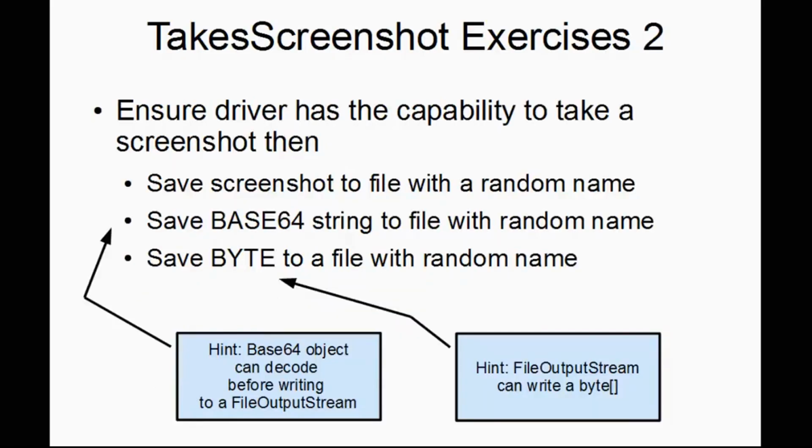Next up, I want you to, in these tests, first of all, make sure that your driver has the capability to take a screenshot, because you may decide later on to instantiate all the different drivers and see which ones can take screenshots and which can't. Then I want you to save the screenshot to a file with a random name in a location that you are controlling. Then create the base64 string and then save that to a file of your choosing with a random name. Then save it with a byte to a file with a random name.